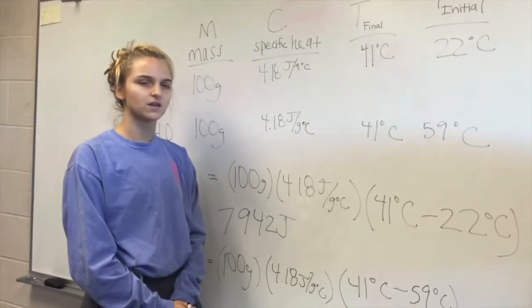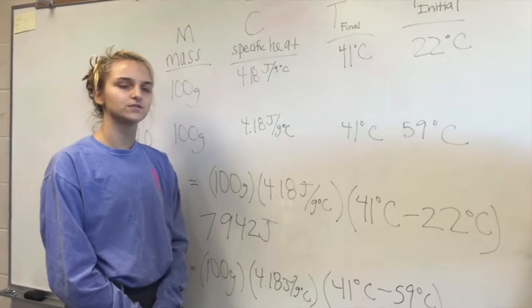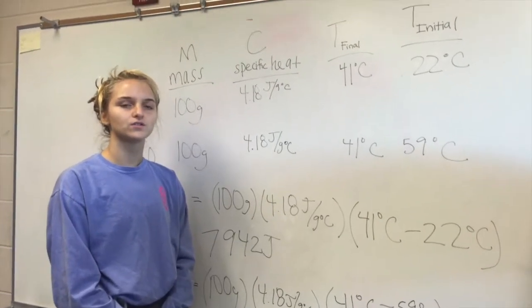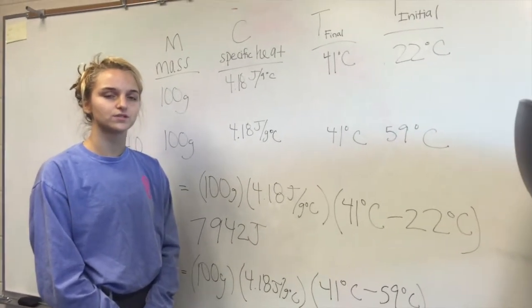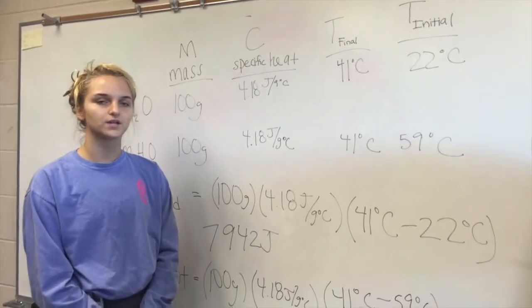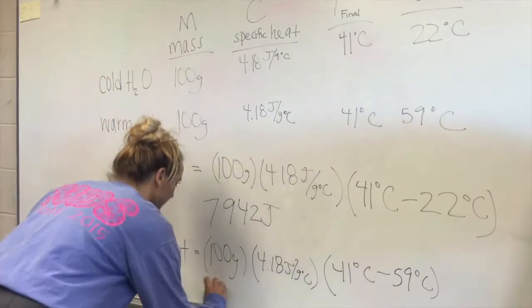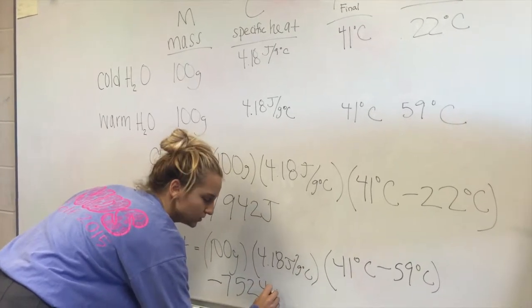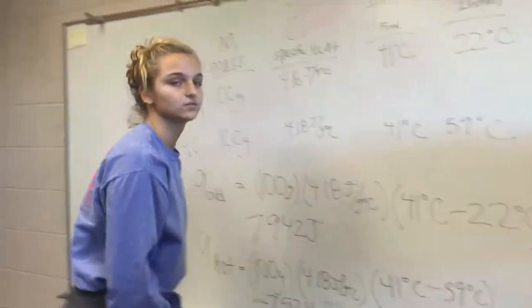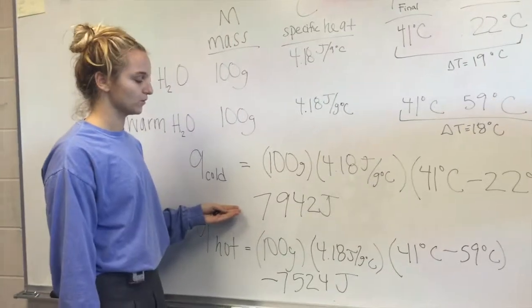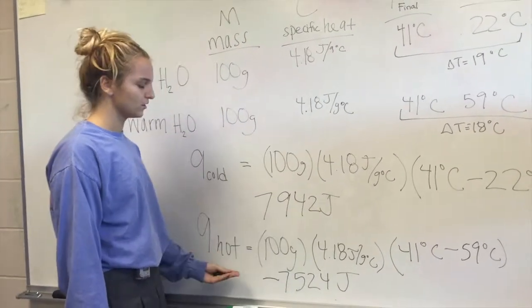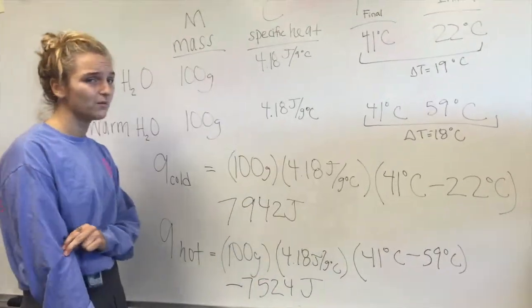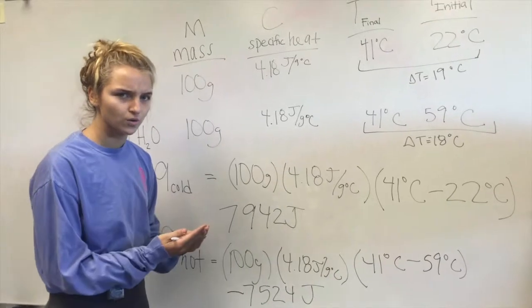And through my crazy mathematical brain, I was able to figure out in about 2.4 seconds that the amount of energy released during this reaction was negative 7,524 joules. Q of the cold water, which is 7,942 joules, coupled with the Q of the hot water, which is negative 7,524 joules, you add them together, and it will equal the Q of the calorimeter.